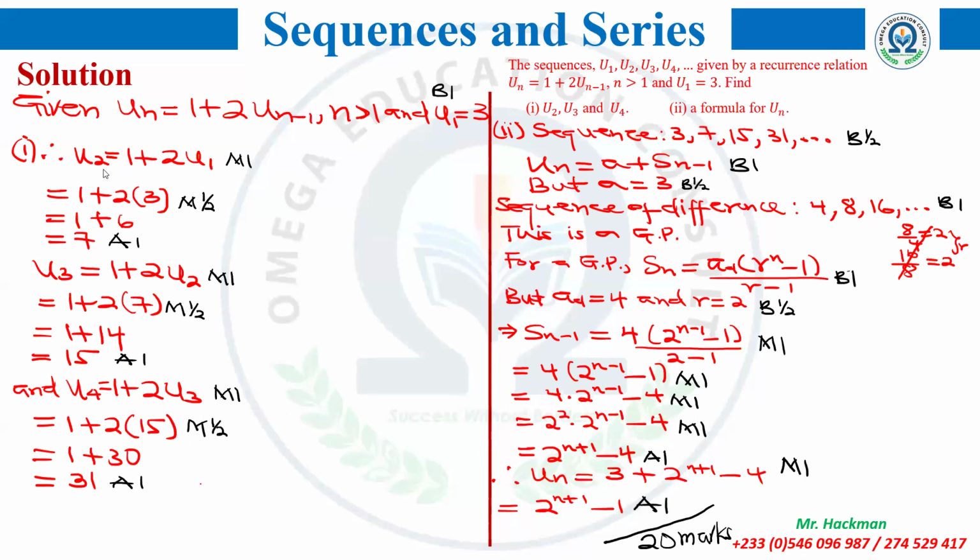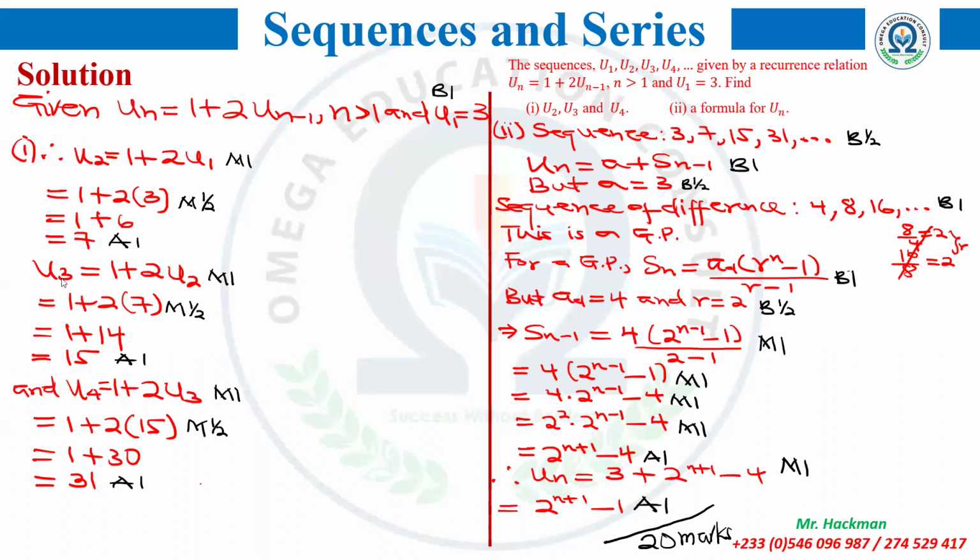So u sub 2, which is n equal to 2, is 1 plus 2. The relation is n minus 1, and n is 2, so it will be 2 minus 1, which will give us u sub 1. That will also give you M1. So u sub 2 would now be equal to 1 plus 2 u sub 1, and the question said u sub 1 is 3, so you substitute 3 there. That is M half, just substitution for u sub 1. After that, you remove the bracket, then you add the like terms, which will give us 7. So that will be A1.